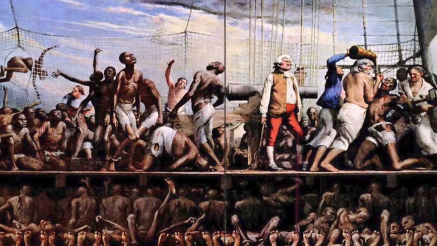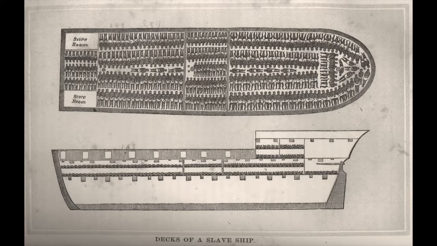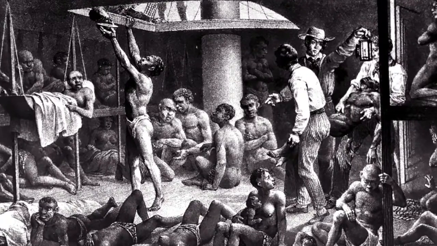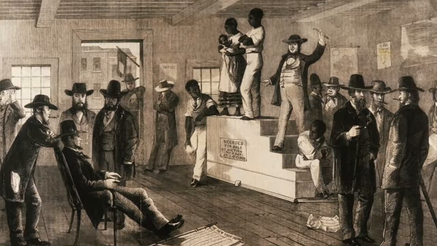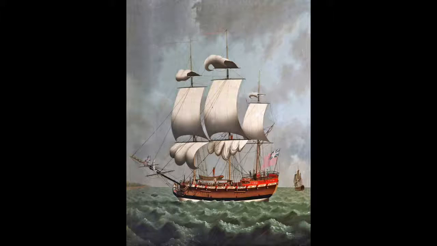They made the dangerous journey to the Caribbean and 13 colonies. More than 2 million slaves died from disease, violence, suicide, and lack of food and water. Those who survived were sold at auction and remained slaves until their death.